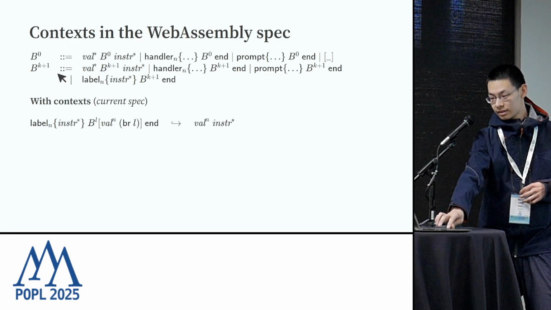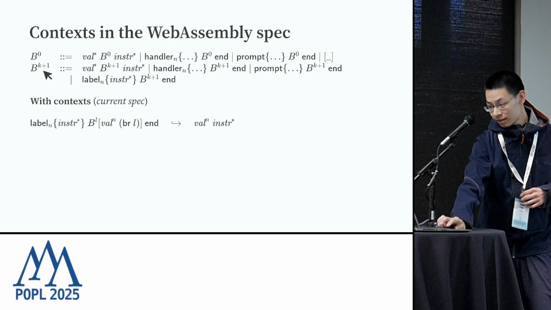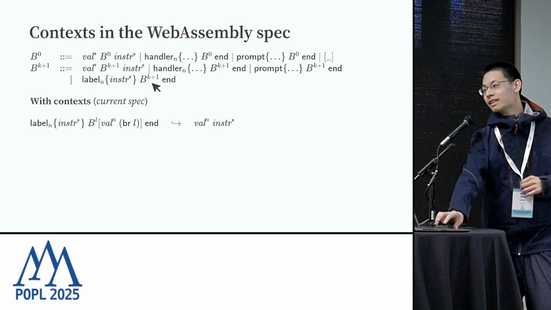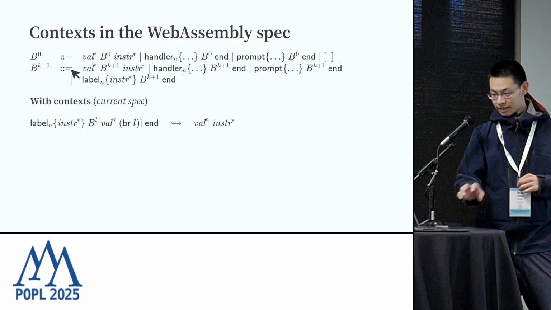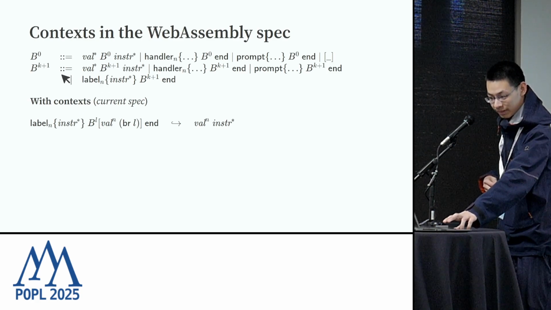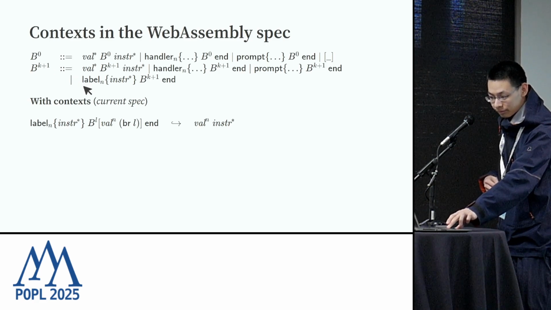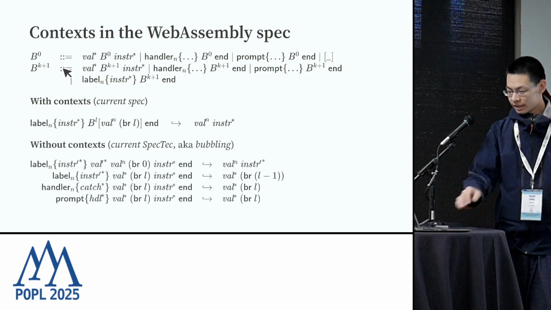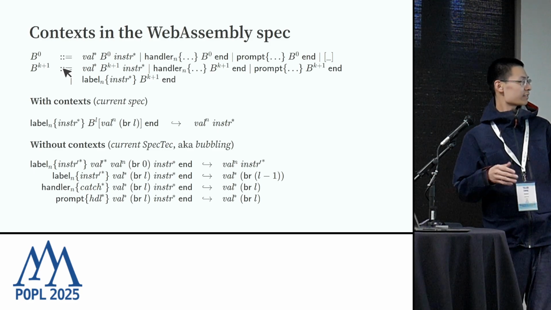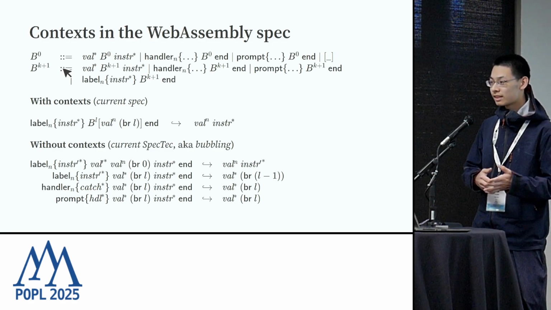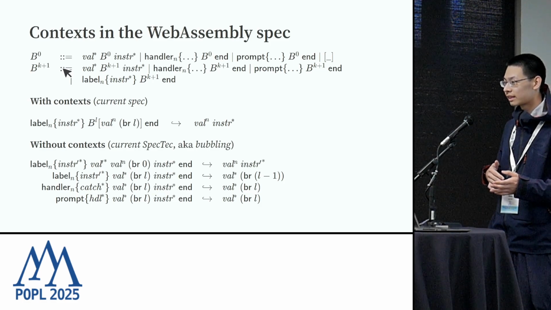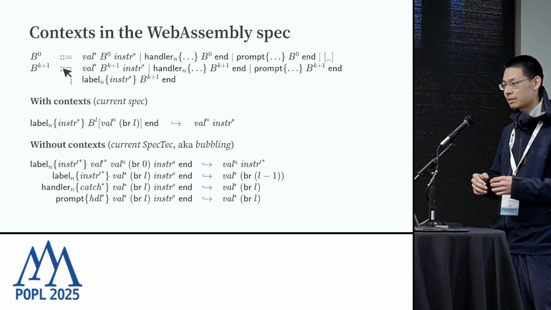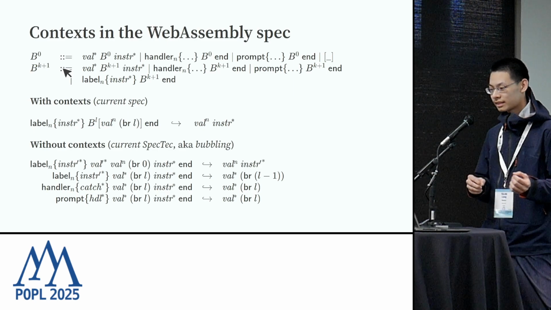As you can see, I've made a typo here. It should be K here, not K plus 1. The K here means the number of labels to escape. But without context, we have to write every kind of frame one by one in separate rows. And this has to be repeated for every instruction that needs to escape these kinds of frames. So that's not very good.